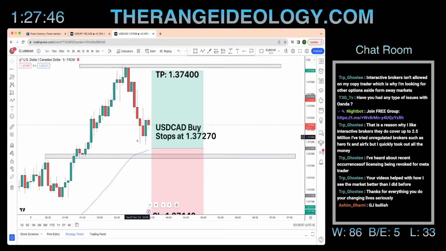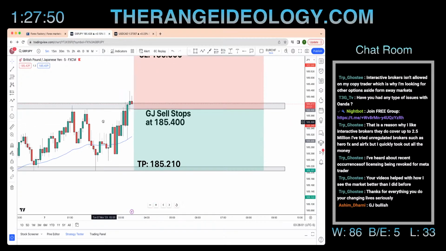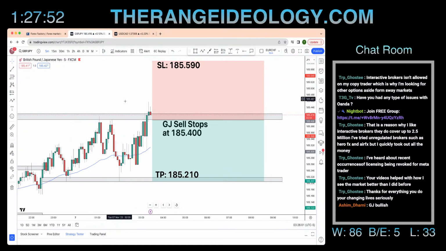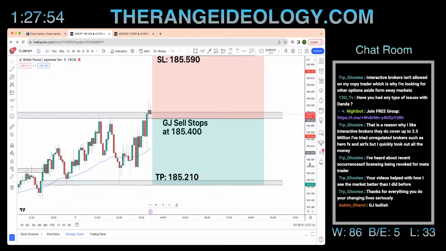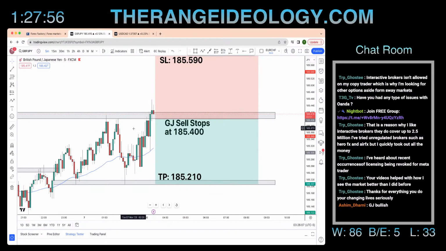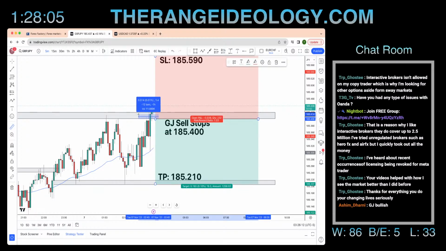Let's see, unless USD CAD is just simply going to reverse from here. No issue. We're still looking at GJ. GJ is coming down, guys. About to be tapped in on GJ. Nearly about to be tapped in here. Very close. Still not tapped in. See, about 1.6, 1.5 pips away.